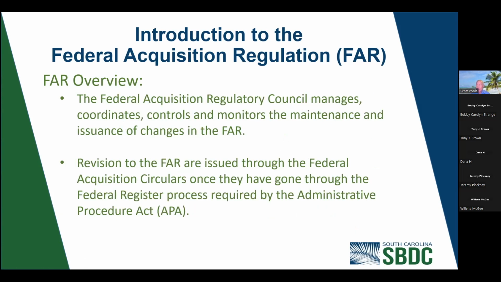Now, the Federal Acquisition Regulation Council manages, coordinates, controls, and monitors the maintenance and issue of changes to the FAR. Any revisions to the FAR are issued through the Federal Acquisition Circular once they have gone through the Federal Register process under the Administrative Procedure Act, APA.